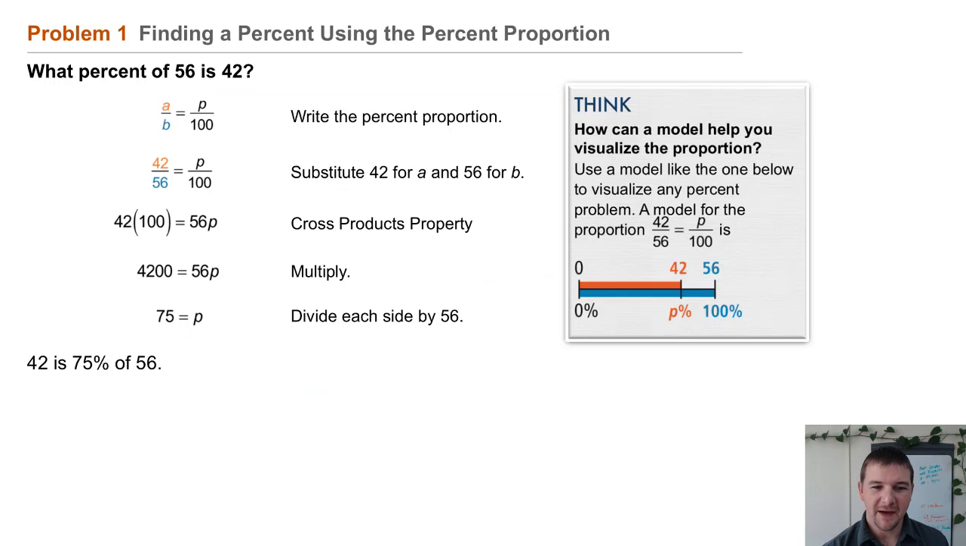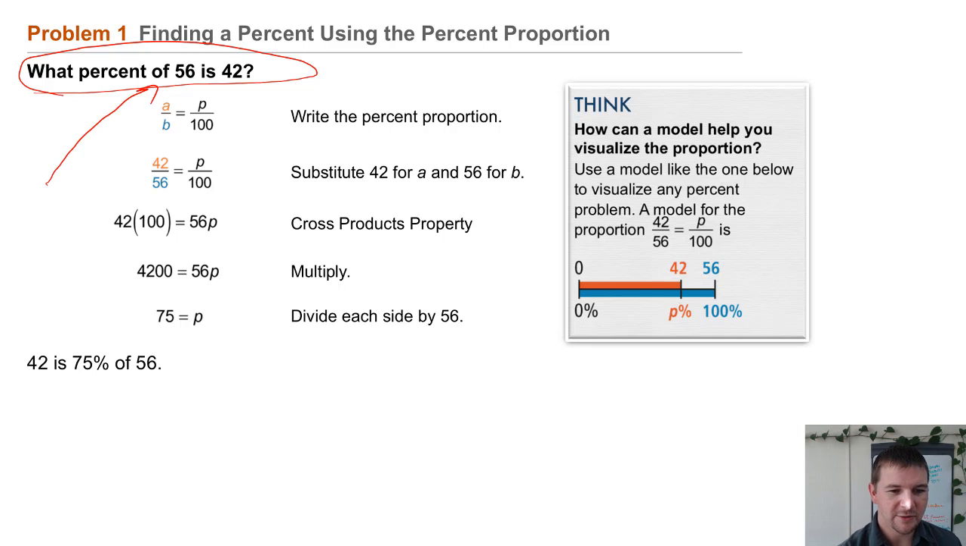Problem 1, finding a percent using the percent proportion. So we're asked, what percent of 56 is 42? So 56 will be the base, B. 42 will be the part of the base. Now I often remind students of a shortcut. Whatever value, so whatever number or variable comes after of is the base. And that means it's going to be the bottom or the denominator of one of the fractions. So 56 we know is going to be the denominator of one of our fractions. It's the base.